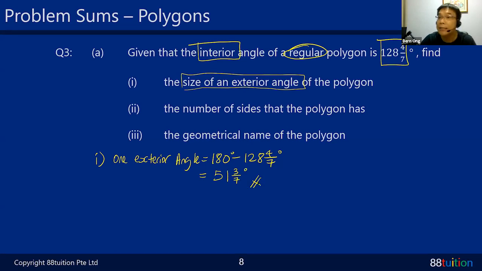And leaving this as your answer is perfectly okay. Put your unit, the degree. And that was the answer. That's one exterior angle. Simple as that. Because one interior plus one exterior is 180.